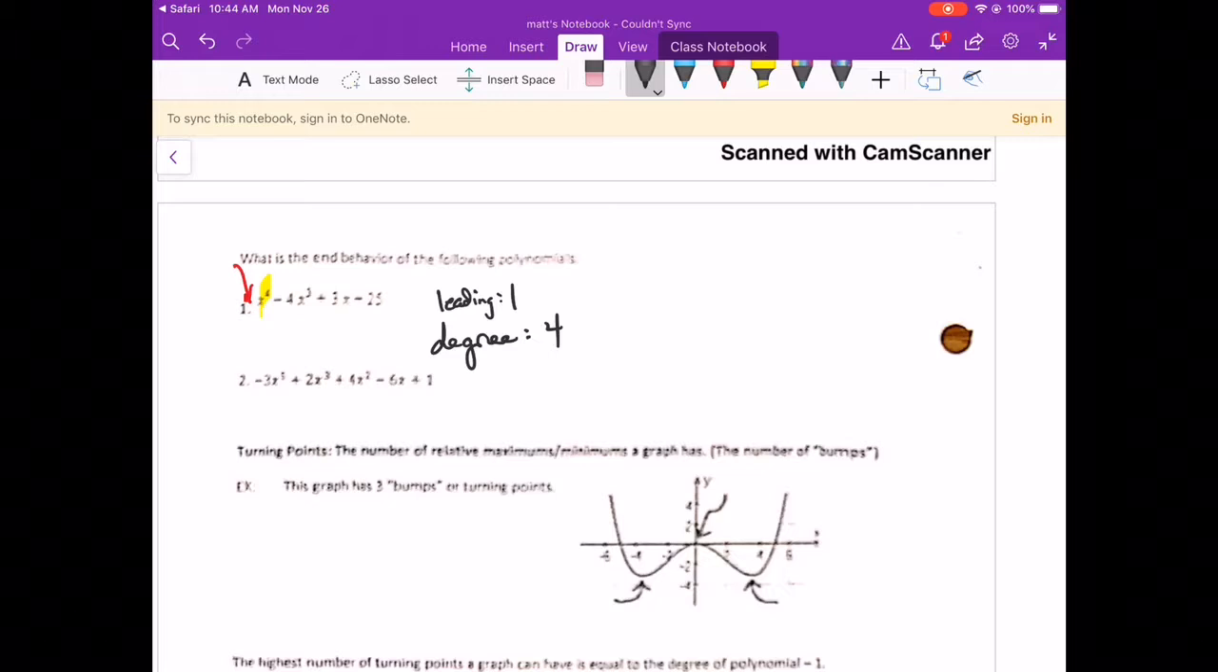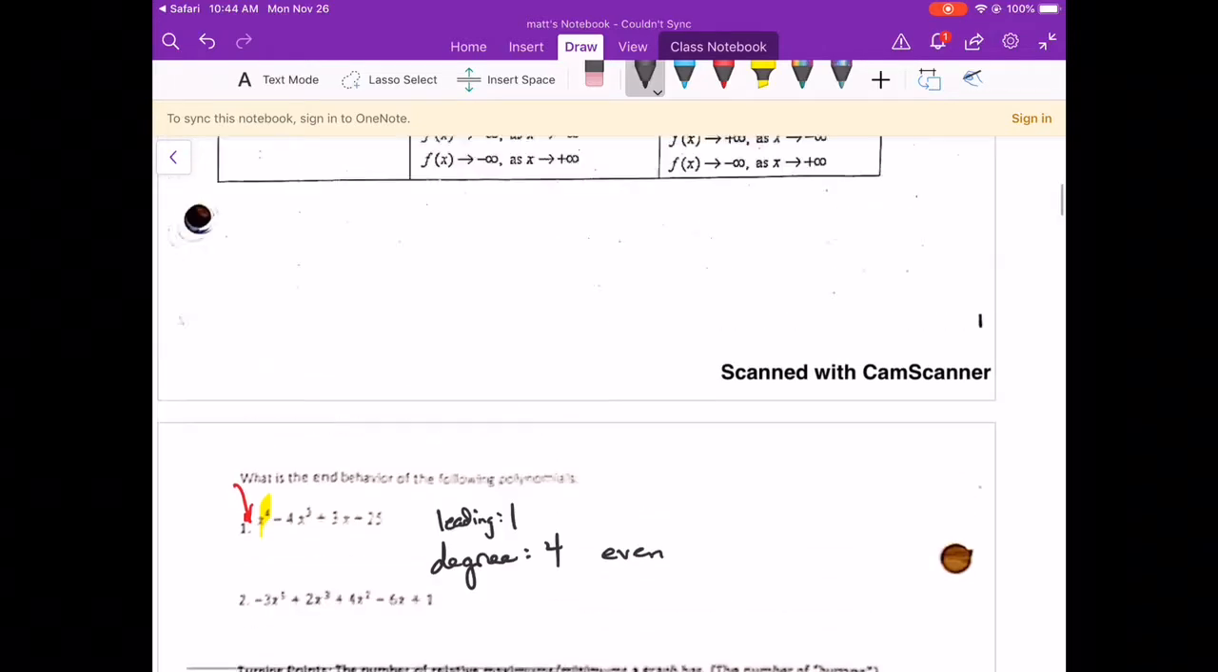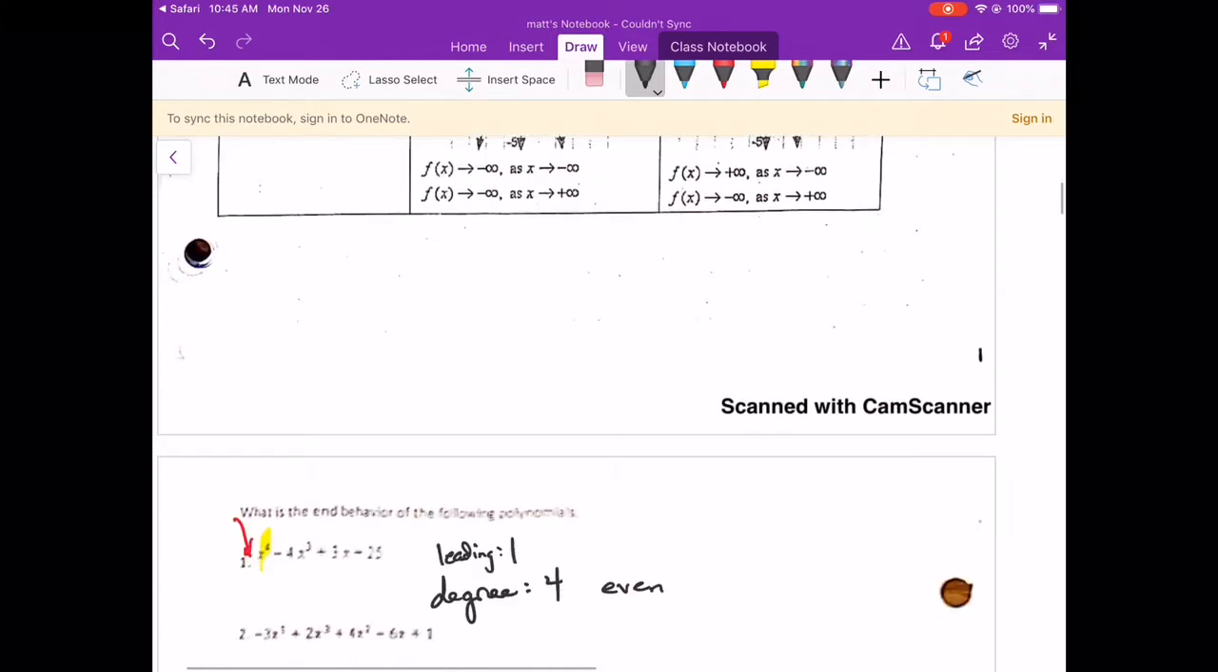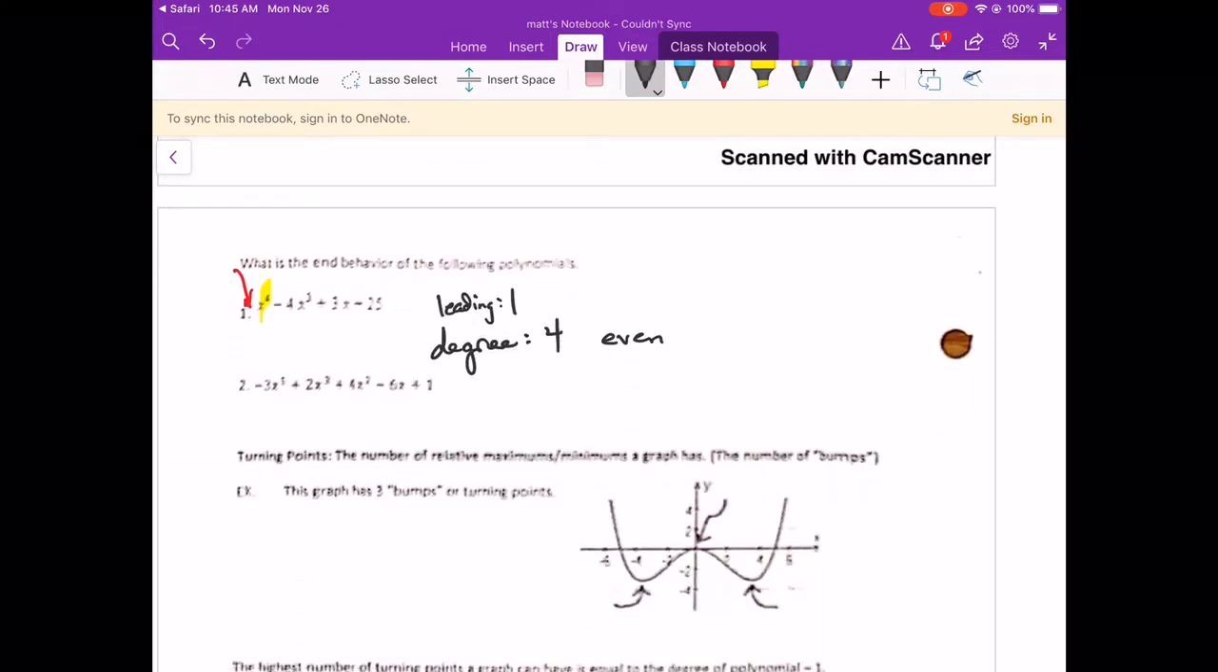So that means that I'm going to have an even function. So both arms will be heading in the same direction, and the leading coefficient is positive. So it's going to be some version of this top row, okay? So that means my end behavior will be as x goes to negative infinity, that's the left side, the y's are going up to positive infinity.